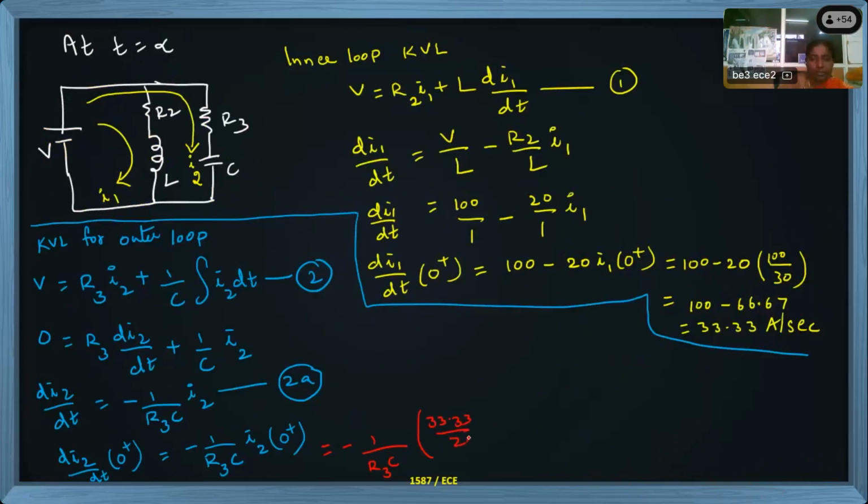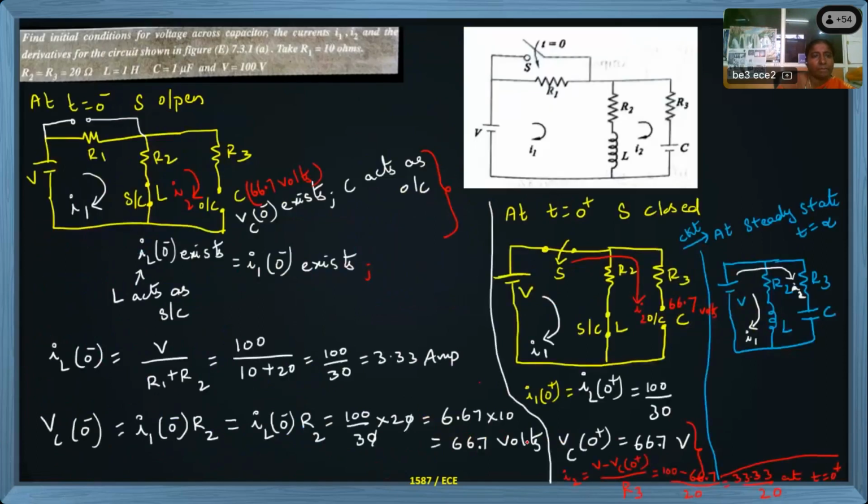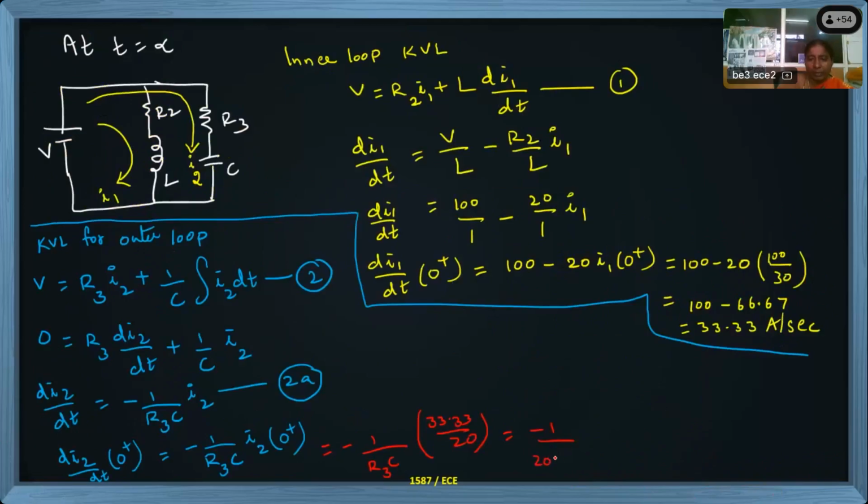Already the values are given in the problem. R3 value 20, capacitor value 1 microfarad, 10 power minus 6, into 33.33 divided by 20. To simplify this, minus 10 power 6 by 20 into 20 is there. Then 33.33 is there. 100 by 20 is 5. Another 100 by 20 is 5. Another 100 is left out.